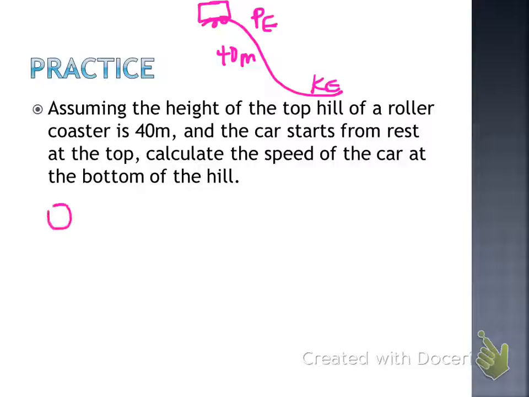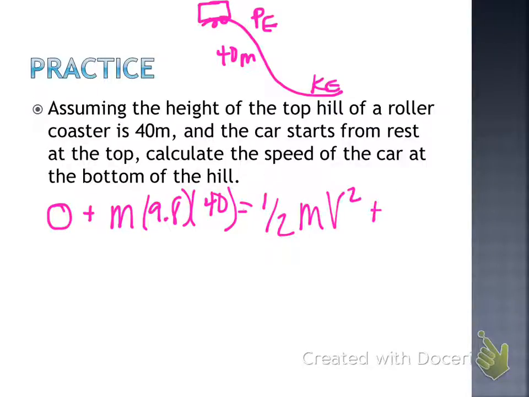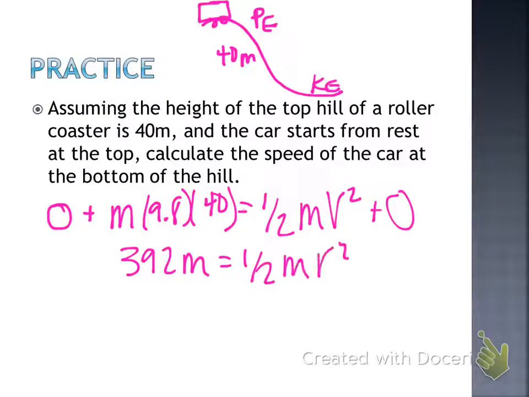So we would say 0 plus mgy equals 1/2 mv squared plus 0. I plug those zeros in so I make sure I understand it has all kinetic and all potential, or vice versa. So 9.8 times 40 is 392 m equals 1/2 mv squared. We can cancel our m's, divide by 0.5 and square root, and we get a velocity of 28 meters per second.